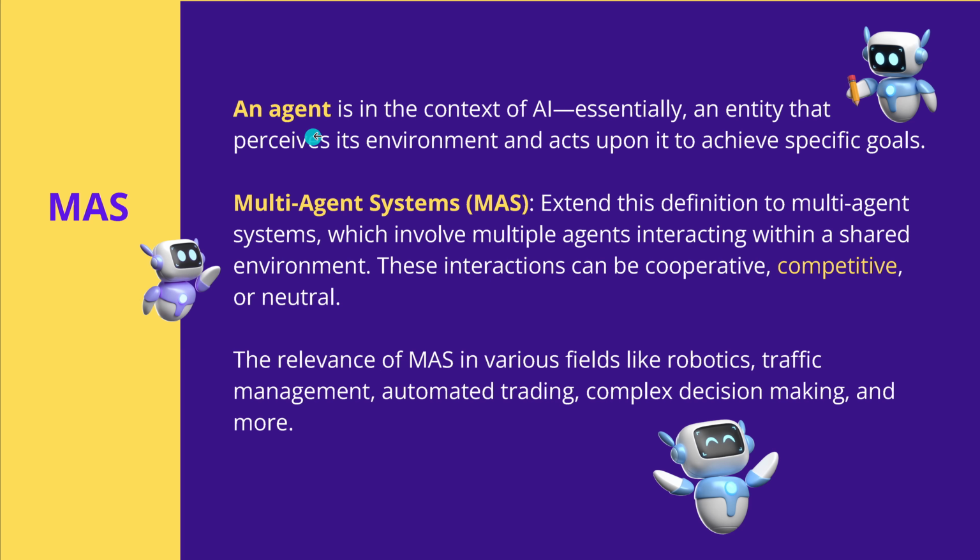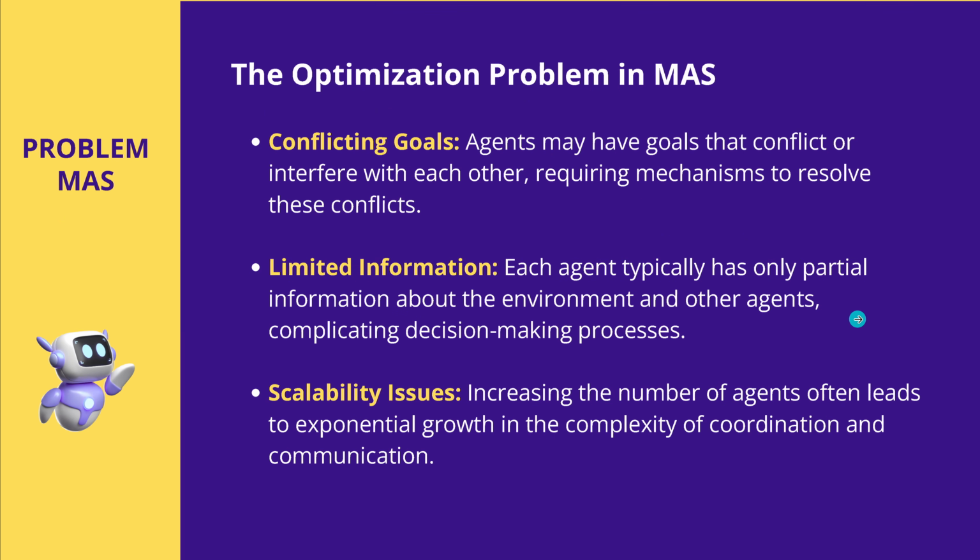So, an agent here in the context of AI is an entity that perceives its environment through its sensors and acts upon it to achieve a specific goal. Now, a multi-agent system is an extension of this definition where we have multiple agents interacting with a shared environment. But this interaction can be cooperative, it can be competitive, or it's just neutral and each agent ignores the other agents. And we have this in robotics, traffic management, automated trading, or complex decision making, and more.